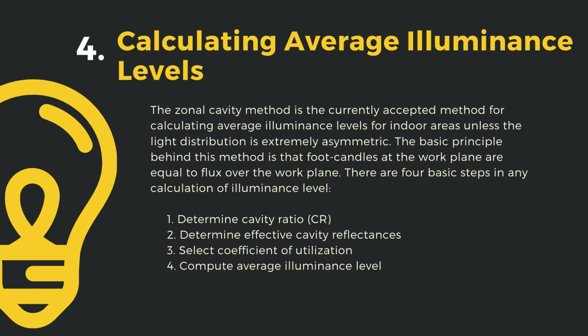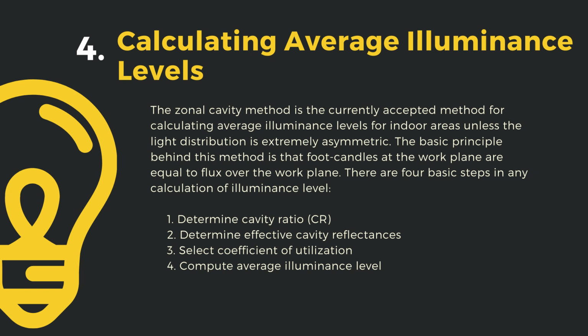Calculating average illuminance levels: to get the average illuminance levels, we can use a process called the zonal cavity method. This method works best on symmetric light distributions and uses a principle where foot candles at the work plane are equal to flux over work plane area. There are 4 basic steps to the calculation of illuminance level.